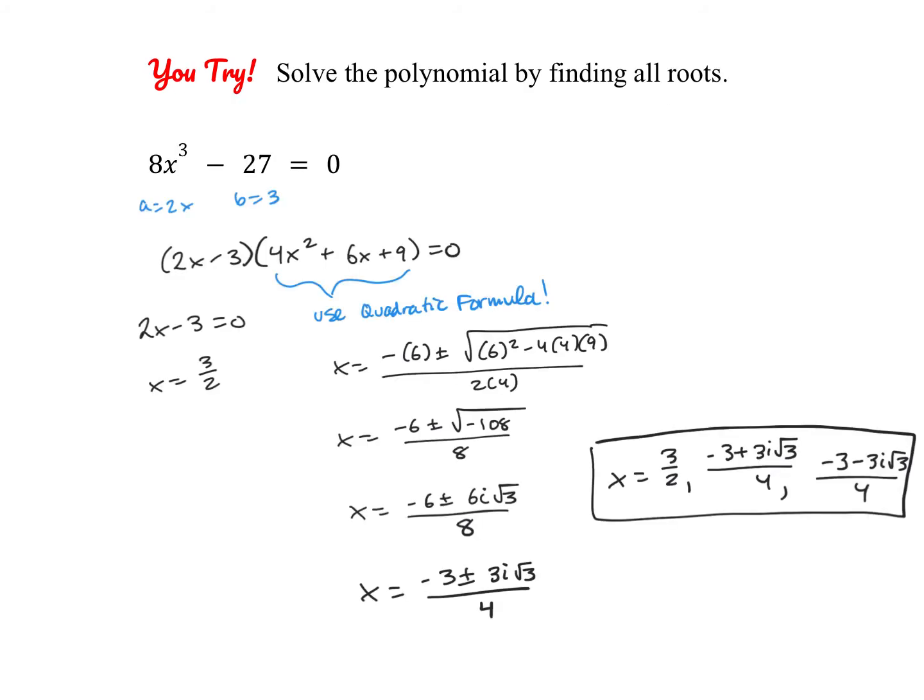All right, go ahead and check your work here. So this you can factor using the difference of two cubes formula. So this factor, 2x minus 3, gives us one real solution, 3/2. And then for this remaining factor, we can actually finish solving using the quadratic formula.